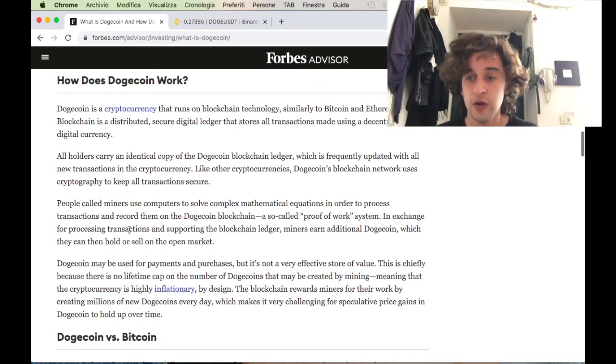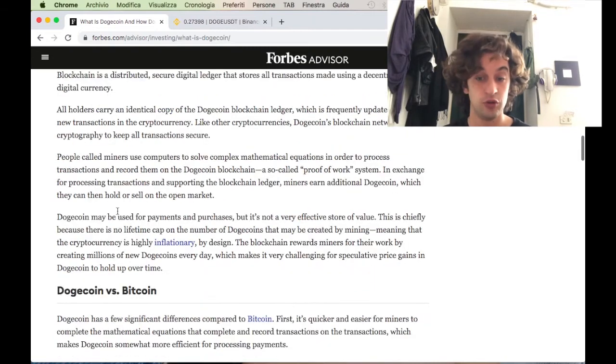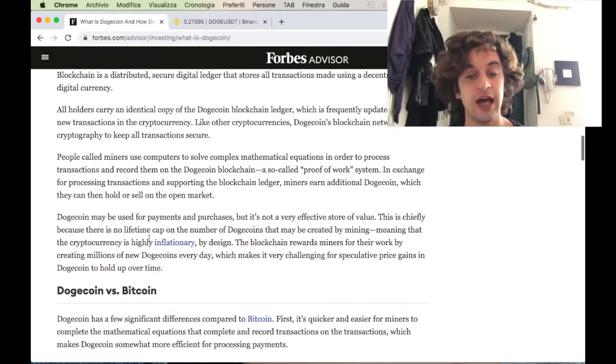You could do it with Bitcoin, you can do it with Dogecoin as we're talking, we can do it with Ethereum, you can do it with many different cryptocurrencies that allow you to mine them. Dogecoin may be used for payments and purchase, but it's not a very effective store of value. This is chiefly because there is no lifetime cap on the number of Dogecoin that may be created by mining, meaning that the cryptocurrency is highly inflationary by design.